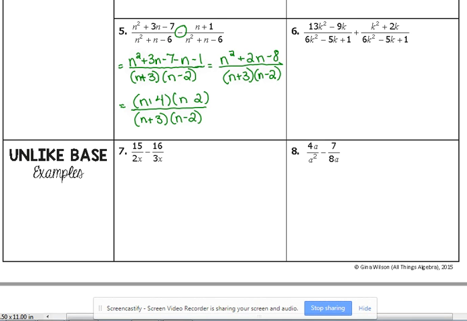4 and 2, positive 4, negative 2. Again, use the denominator to give you a hint. It doesn't always simplify, but a lot of times it does, so use the denominator. N plus 3, not going to work. 3 is not a factor of 8. N minus 2, that could work, because 2 is a factor of 8. And if it is, the other one's got to be n plus 4. So the n minus 2's cancel, so we are left with n plus 4 over n plus 3.